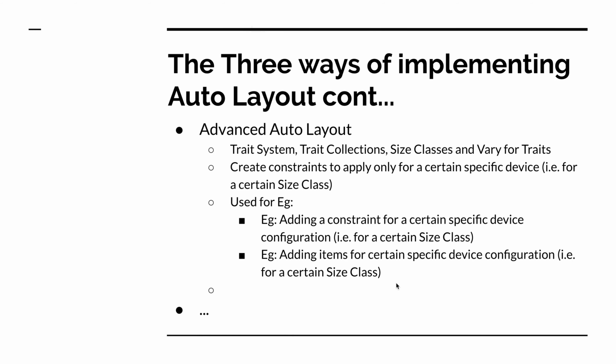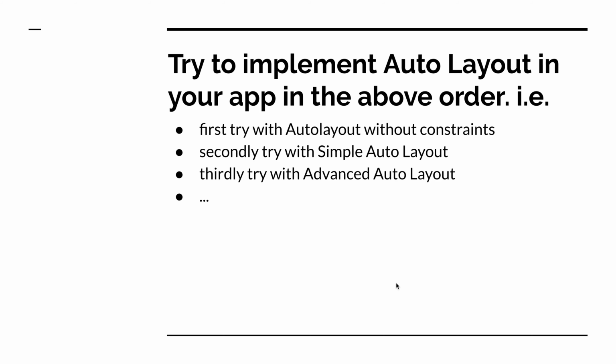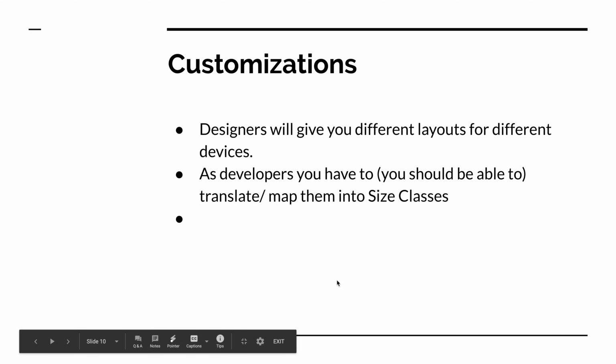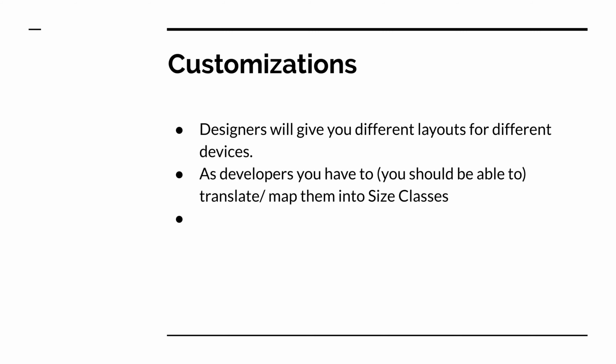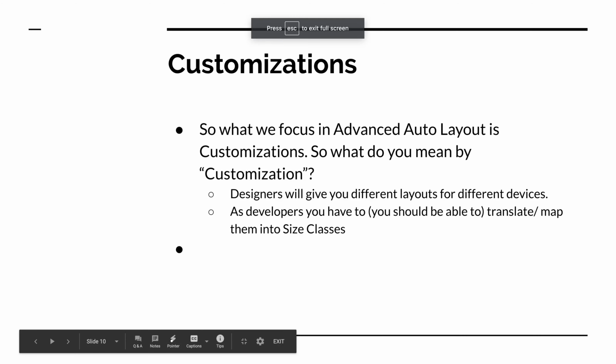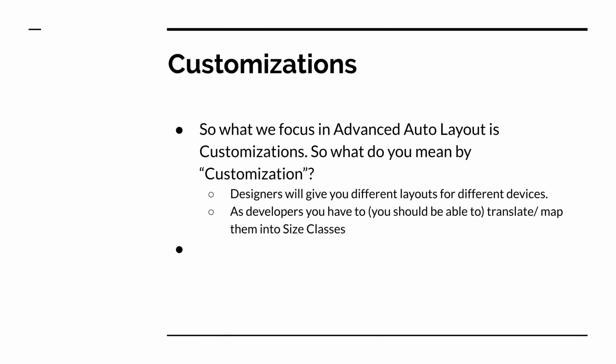Advanced auto layout. So the order is, try to implement the auto layout in the following order. First try auto layout without constraints, then try simple auto layout, then if not, try advanced auto layout, right? So customizations. These customizations are what we are talking about under advanced auto layout. So let me put that here. What do you mean by customizations? What we focus on in advanced auto layout is customizations.